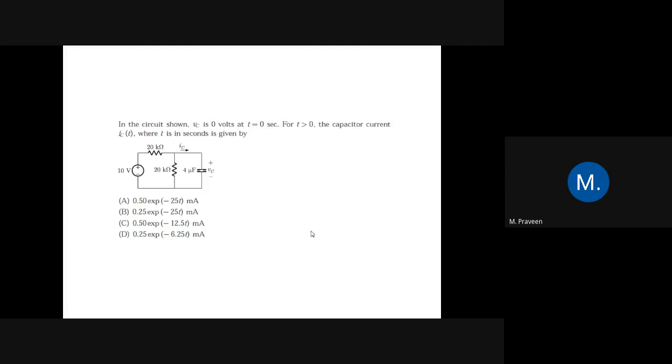Let's move on to the last question. In the circuit shown, VC is 0 volt at t is equal to 0 seconds. For t greater than 0, the capacitor current IC of t, where t is in seconds, is given by dash. So we have to find what is IC of t here. Here the circuit is given. So 4 options are given, A, B, C, D. So we have to find what is the correct answer.